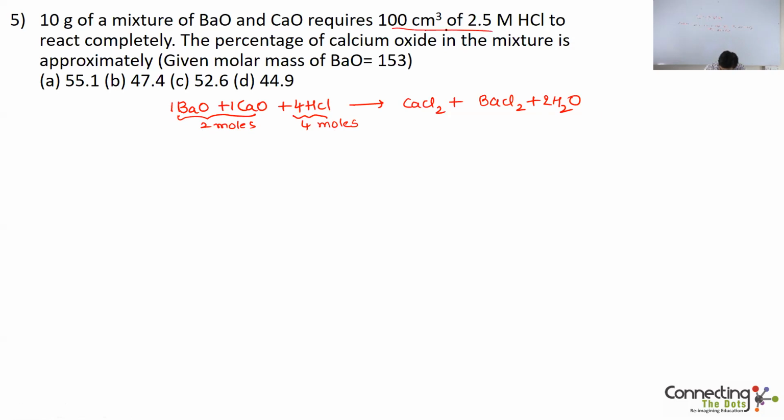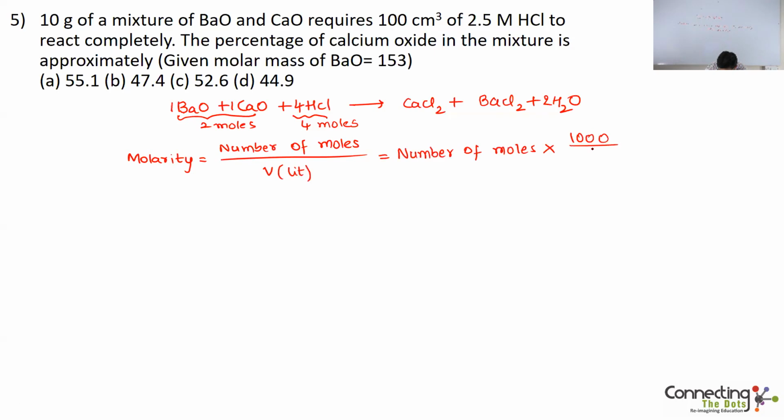From the values given here, you can calculate the number of moles. So let us try to do it. So we know molarity is equal to number of moles by volume in liters, or you can say number of moles multiplied by 1000 by volume in cm³ or ml.